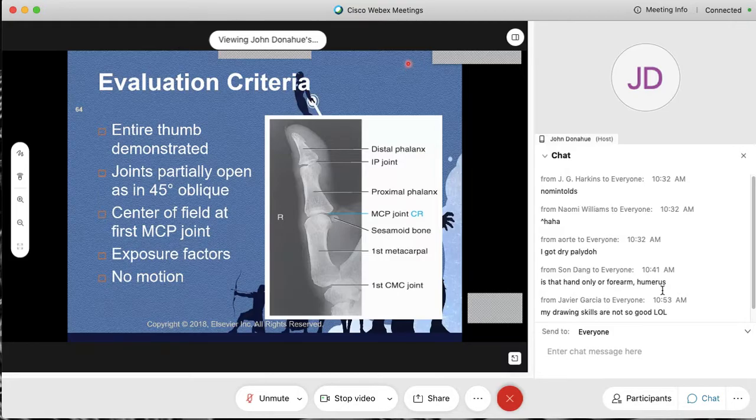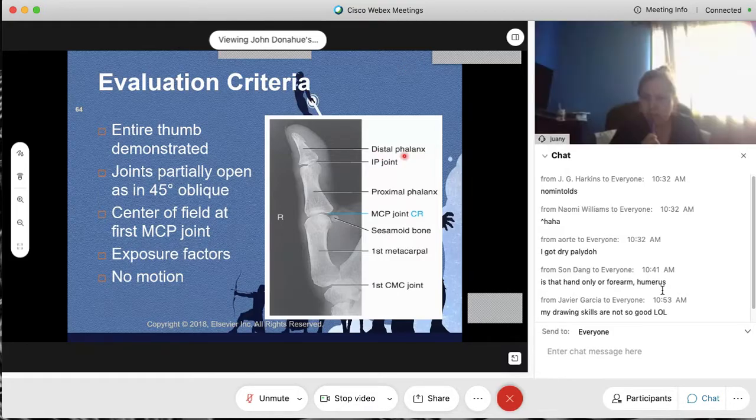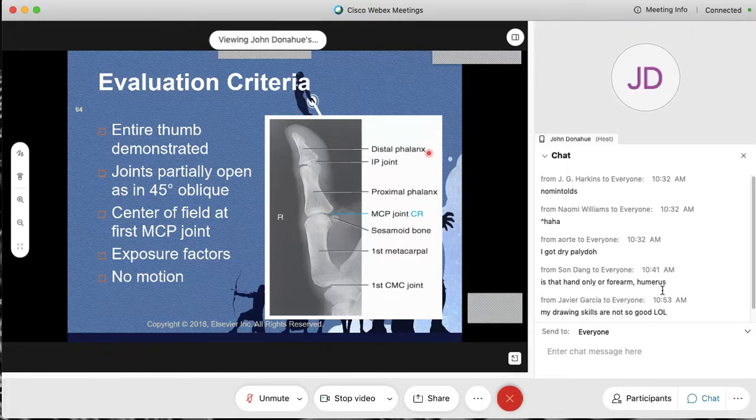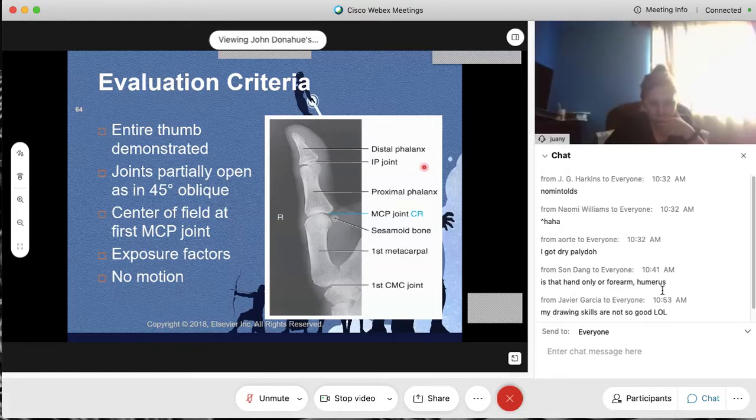Mr. Donahue, PIP and IP is the same? No, they're not. So PIP and DIP are only found on digits 2 through 5. The IP is only found on the thumb. All right. Thank you. The thumb is unique. It has its own set of parts and joints. Thank you. Welcome.